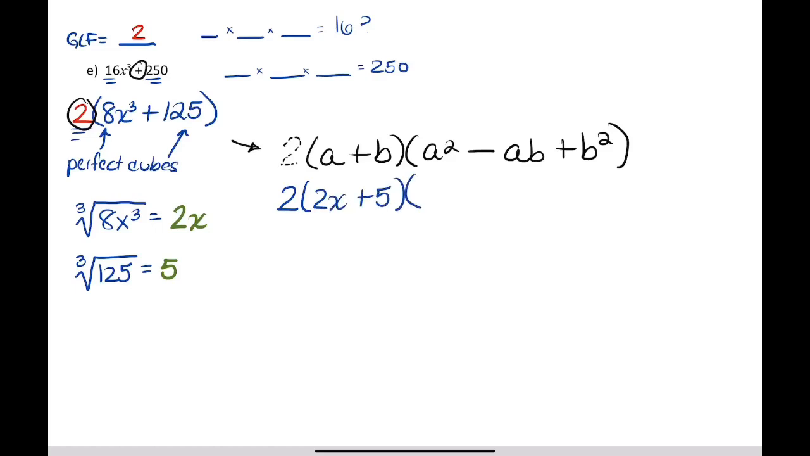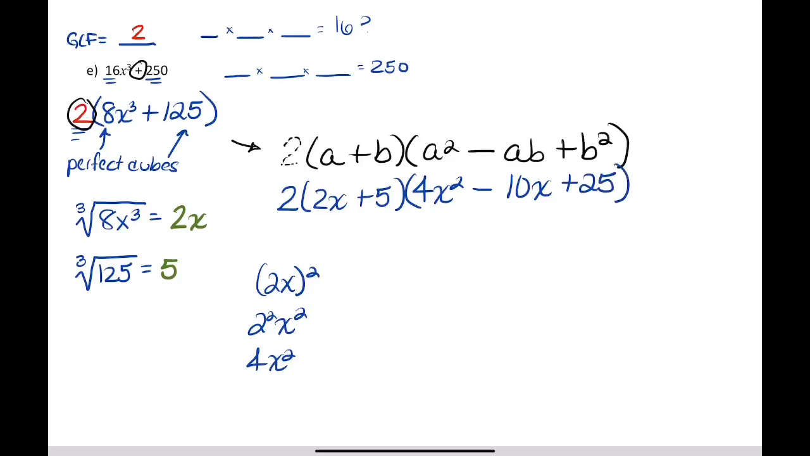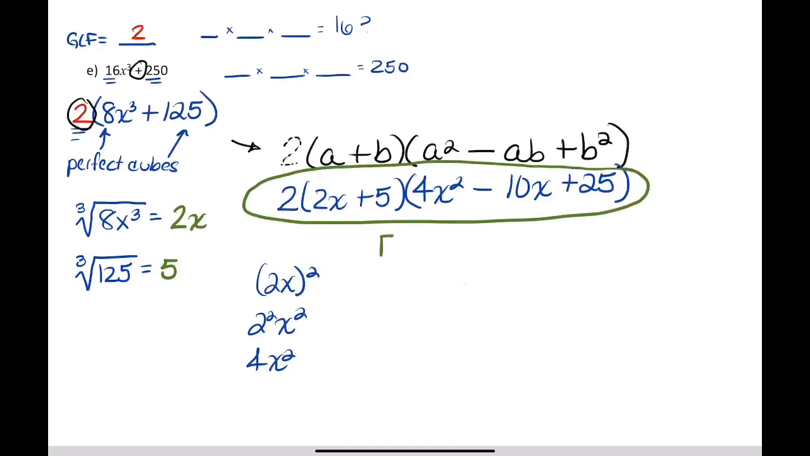A squared is going to be 2x squared. Well, 2x squared means 2 squared times x squared, which is 4x squared, minus the product of a and b. Well, the product of 2x and 5 is going to be 10x, plus b squared. That's going to be 5 squared. So 5 squared is not 10. 5 squared is 25. And as of right now, we are through with this problem. And that's all you get there. And so that is factored completely.